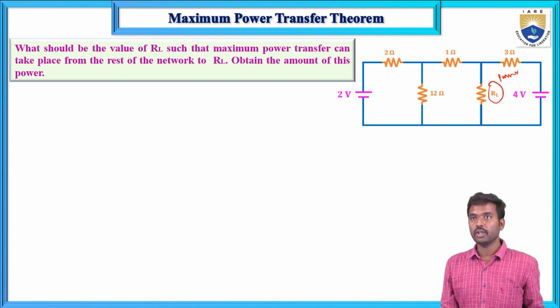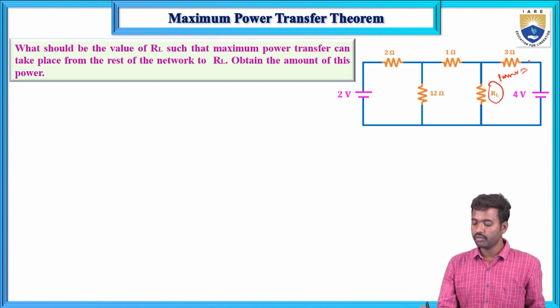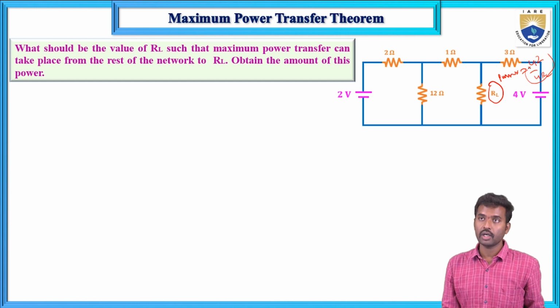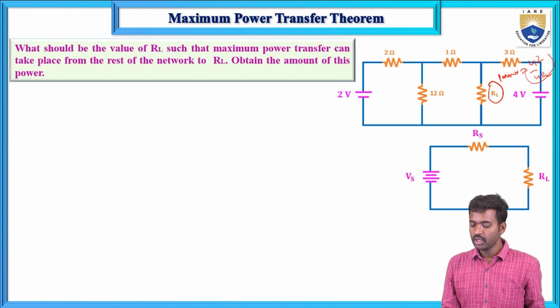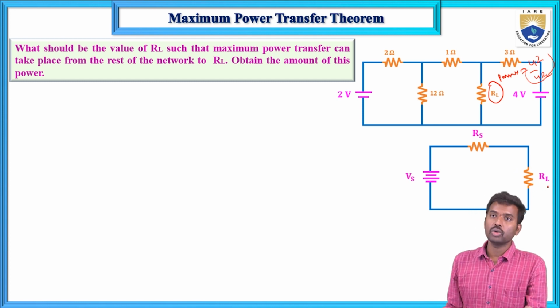First calculate the RL value, and then calculate Vs also, then only we can calculate Vs square by 4RL. So we need RL, Rs and Vs. This circuit is replaced by Vs and Rs connected in series, and that whole circuit is connected across the load terminals.